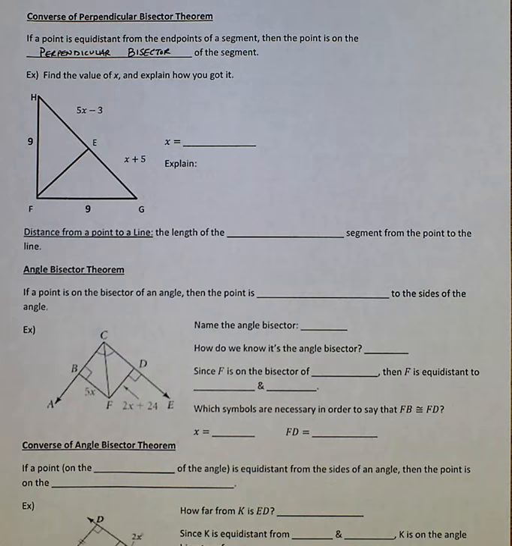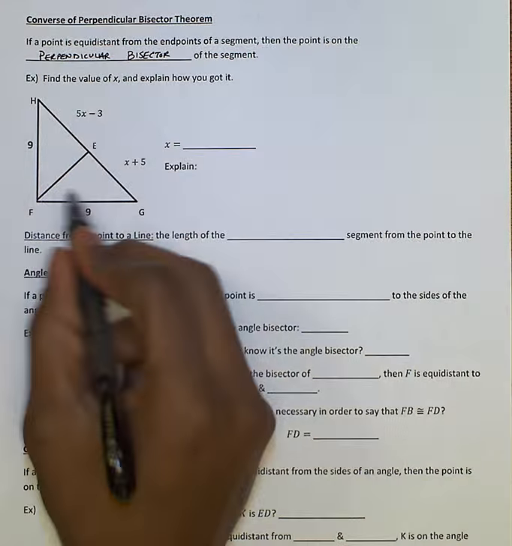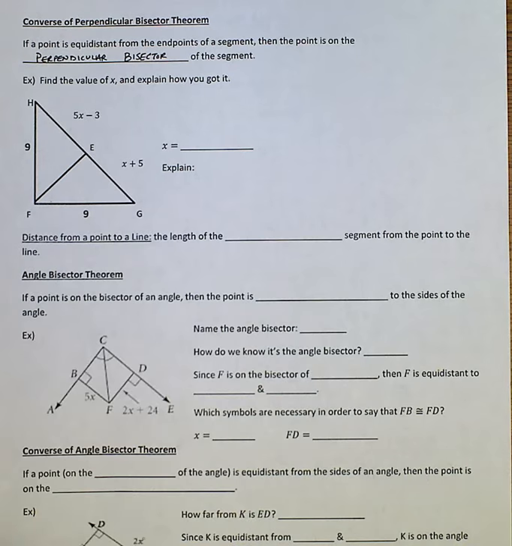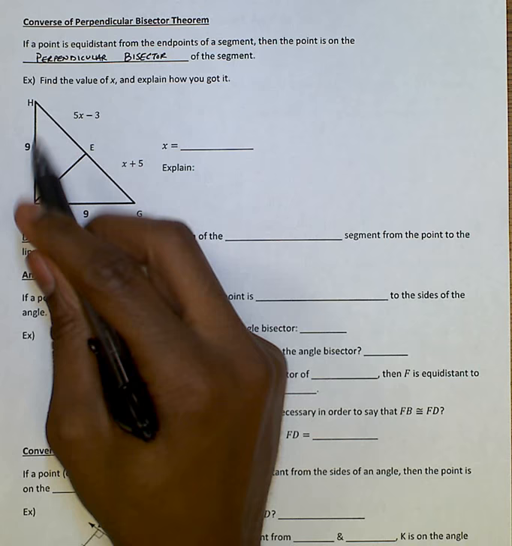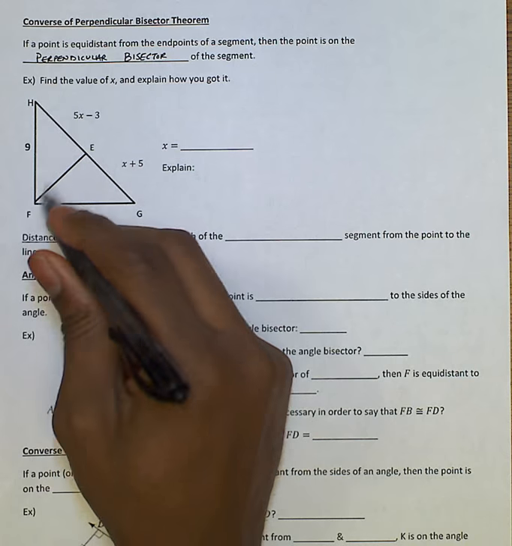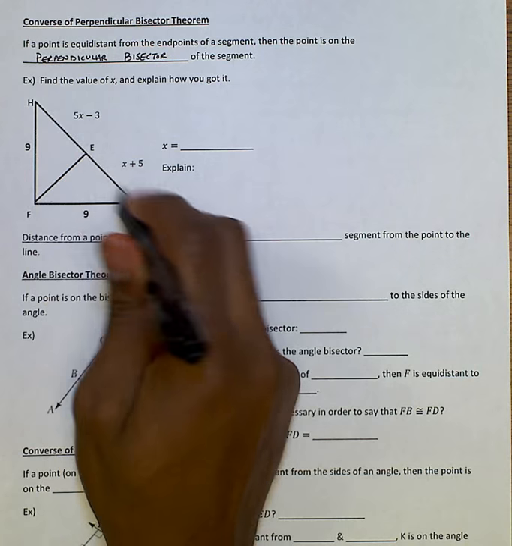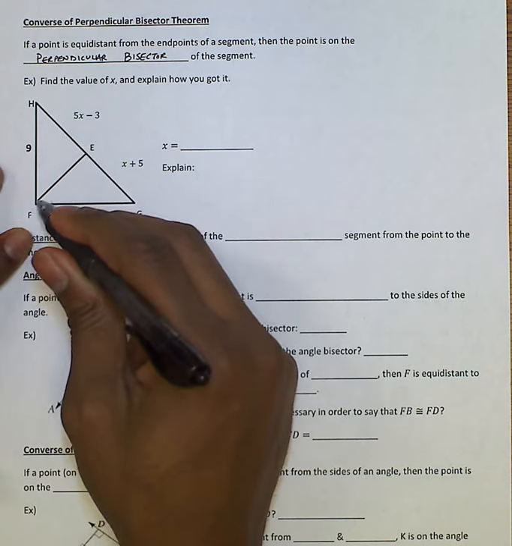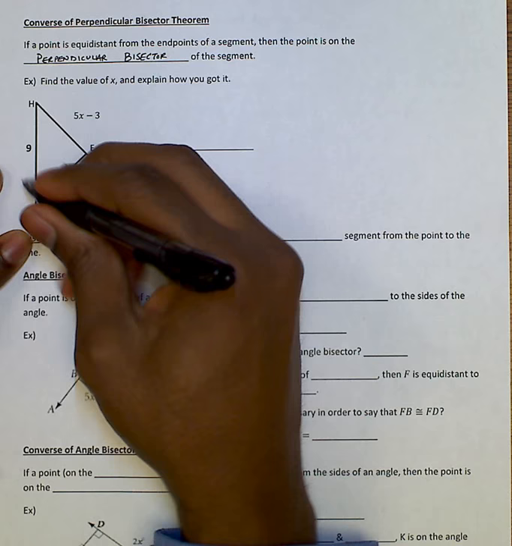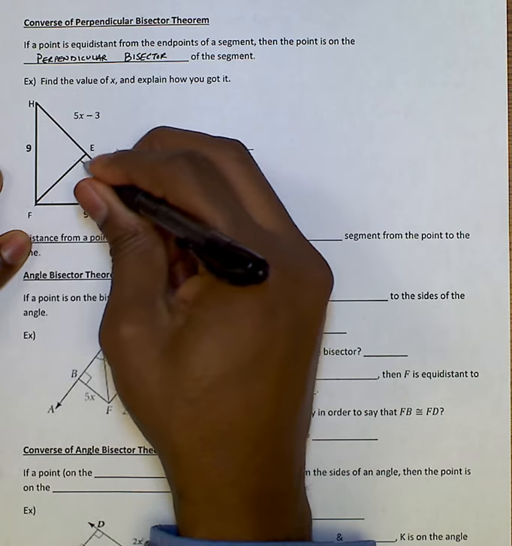For this example that goes with this, here we see that HF and FG are the same distance. So F is the same distance from G, F is the same distance from H. Since it's the same distance from the endpoints of HG, what we know is that F must be on the perpendicular bisector. So EF is the perpendicular bisector.